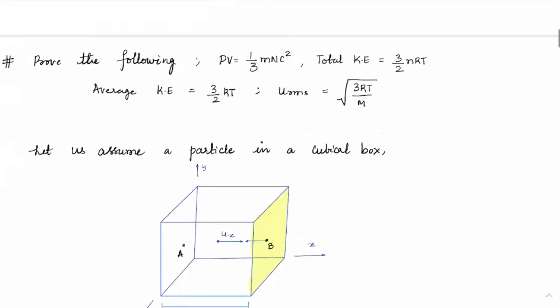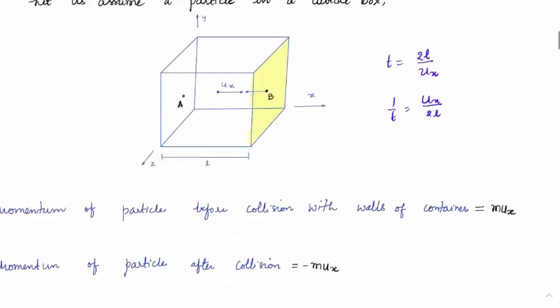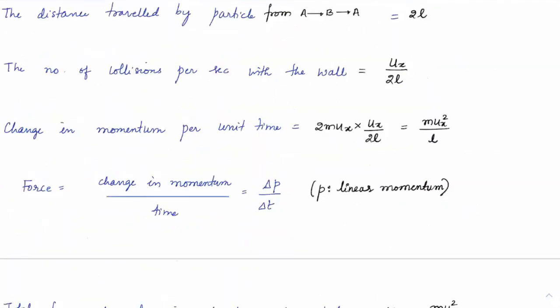Then how many collisions does it make per second? Time taken would be distance traveled per speed. So the number of collisions per unit time, 1 by t, will be ux by 2L. So the number of collisions per second with the wall would be ux by 2L.